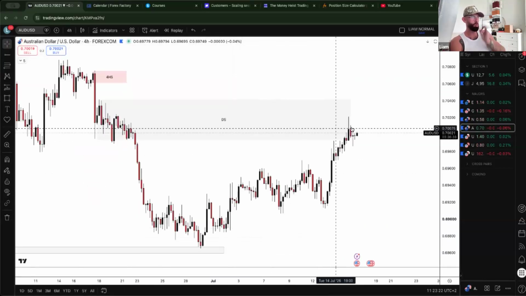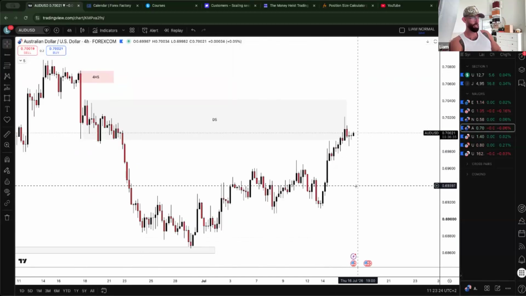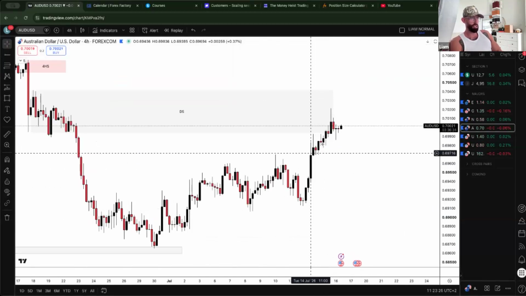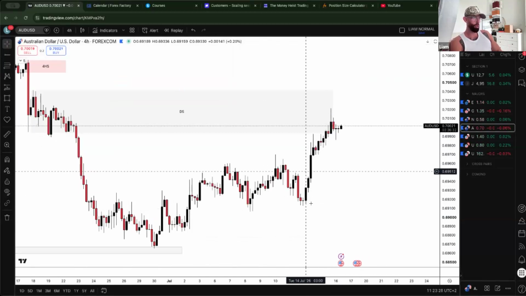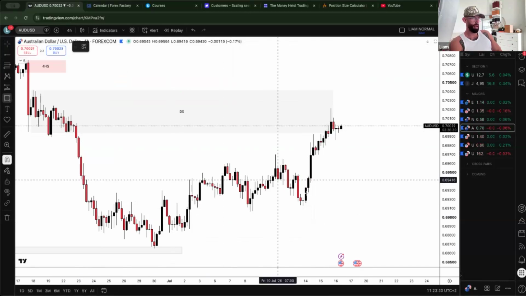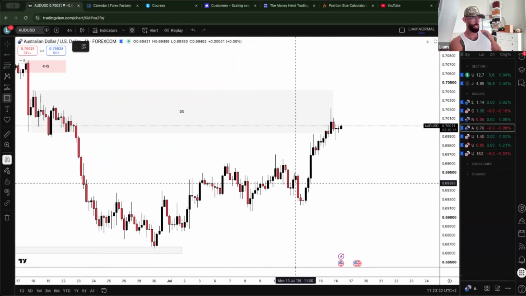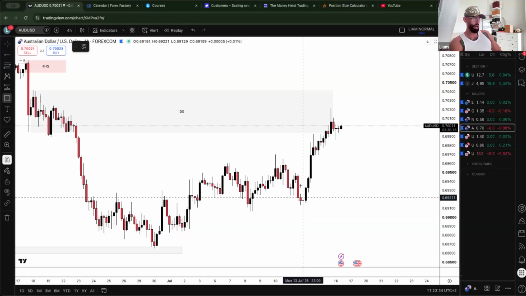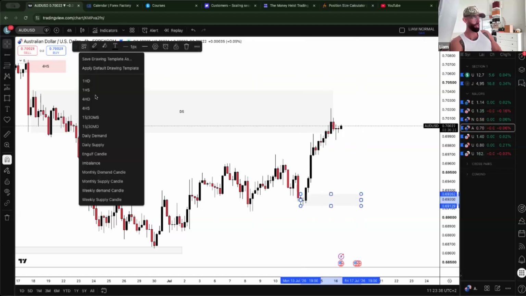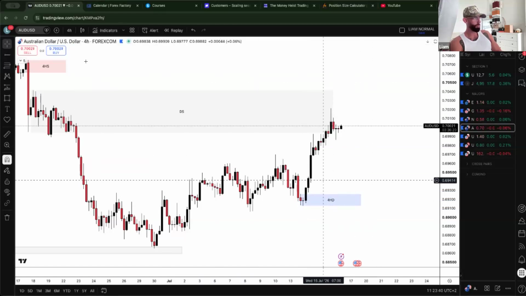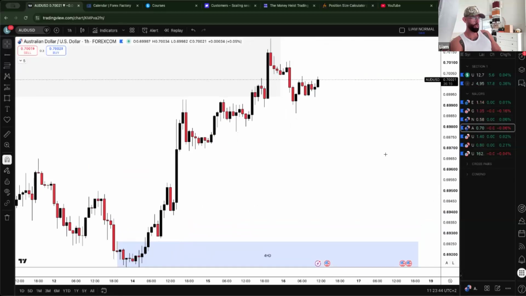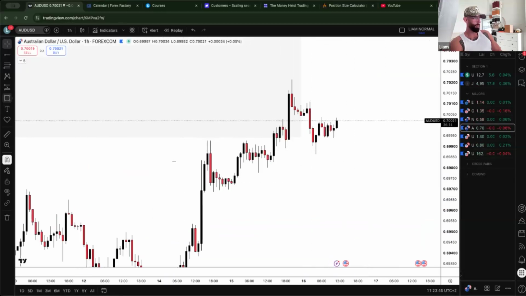Of course, we're in this area. For me personally, obviously this is one internal structure, 1 hour. From a 4 hour perspective, I would like us to retrace into this lower half. Here, we are nowhere near that at this moment in time. So again, what's happening at this moment in time is 1 hour trend, as you guys can probably see.